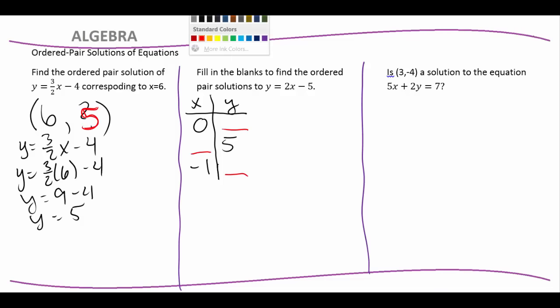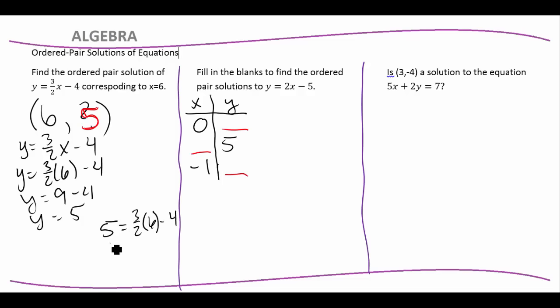Now let's check our answer real fast. So we're going to plug in the ordered pair 6, 5 into y equals 3/2 x minus 4. So our y is 5 equals 3/2 times our x is 6 minus 4. So we have 5 equals 9 minus 4. 5 equals 5. So this checks out. So our answer is (6, 5) in parentheses.